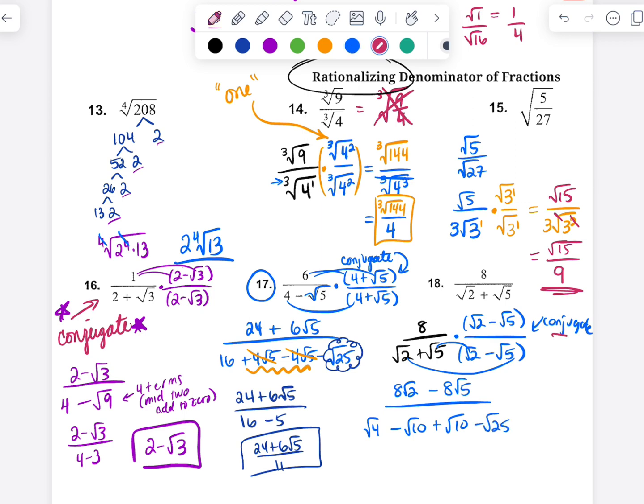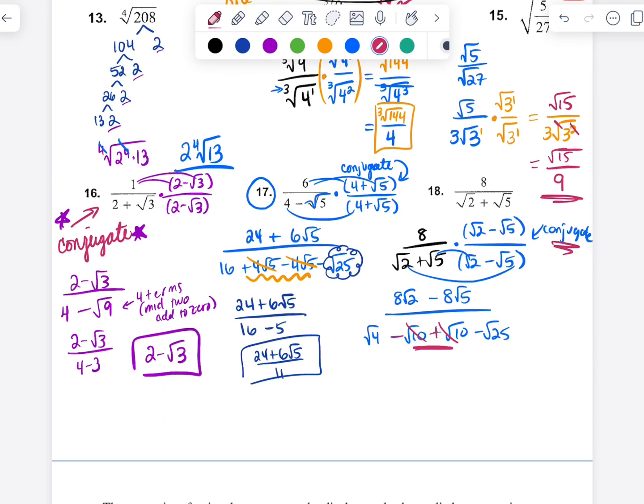So every time you use the conjugate, this happens where the middle 2 terms are a positive and a negative of one another. So they're opposites. So they are eliminated. So I am left with 8 root 2 minus 8 root 5. They cannot be combined because they have different roots. And then the square root of 4 is just 2. The square root of 25 is just 5, so 2 minus 5. So I get 8 root 2 minus 8 root 5 over negative 3.